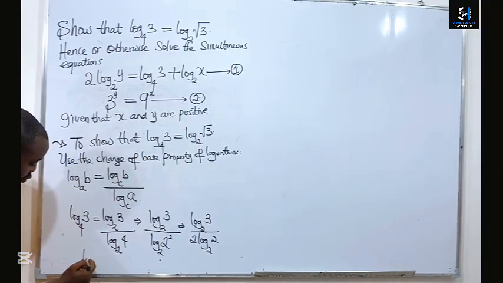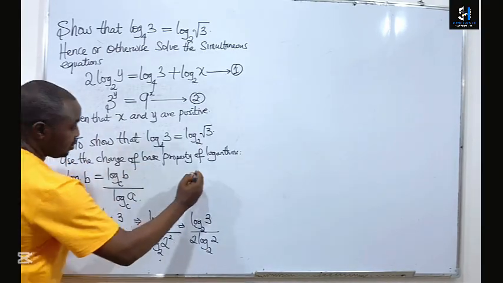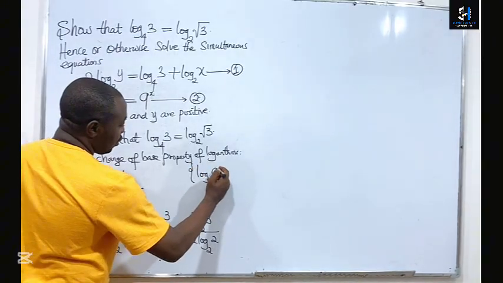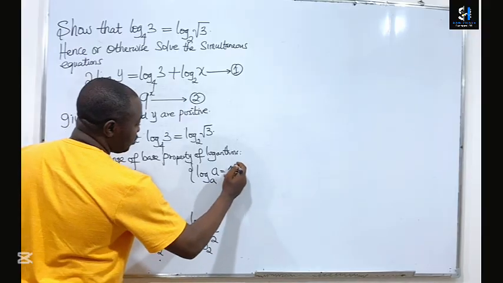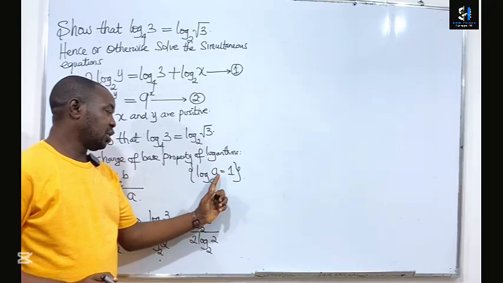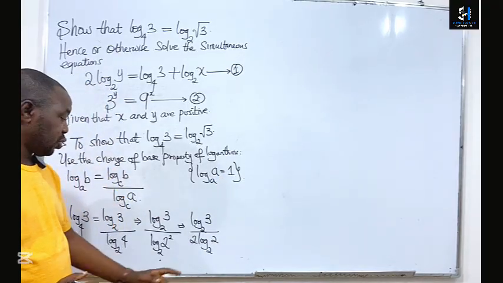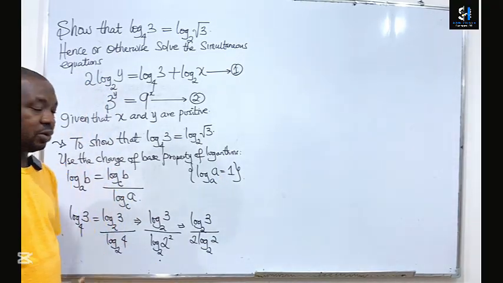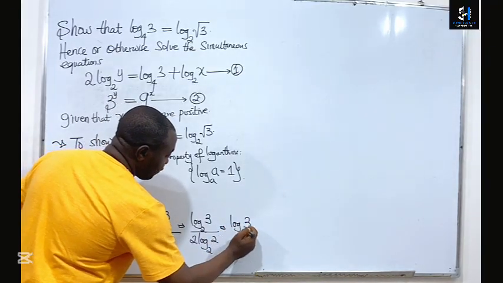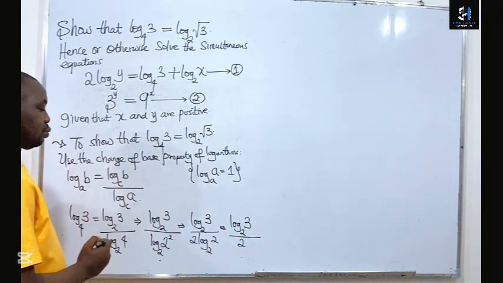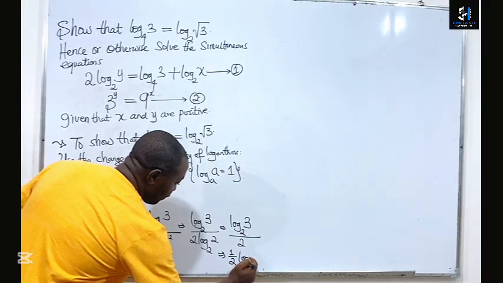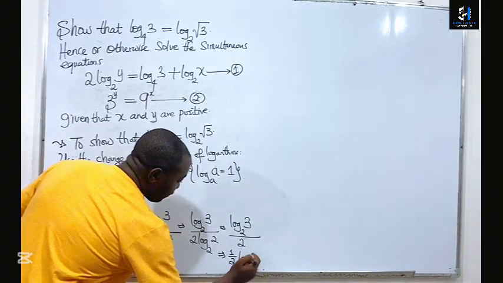Now, also, one of the properties of logarithms is that when we have log to base a of a, this will be equal to 1. So if log to base a of a is equal to 1, it means that log to base 2 of 2 will be 1. And this will be log to base 2 of 3 divided by 2. And this is the same thing as 1/2 of log to base 2 of 3.